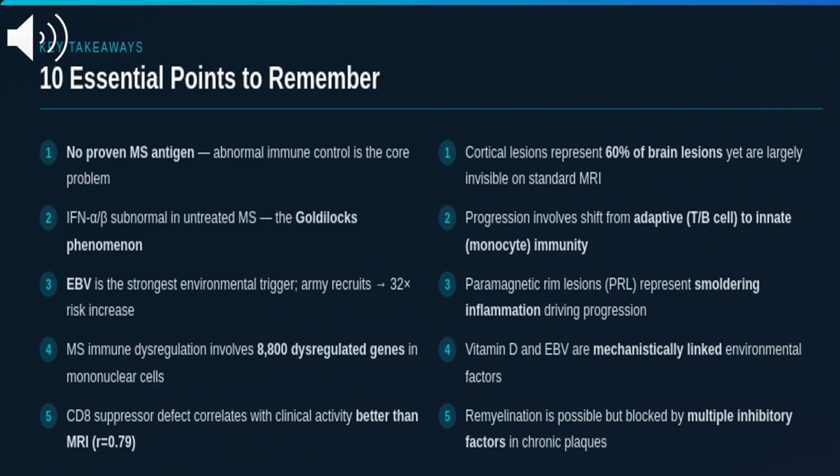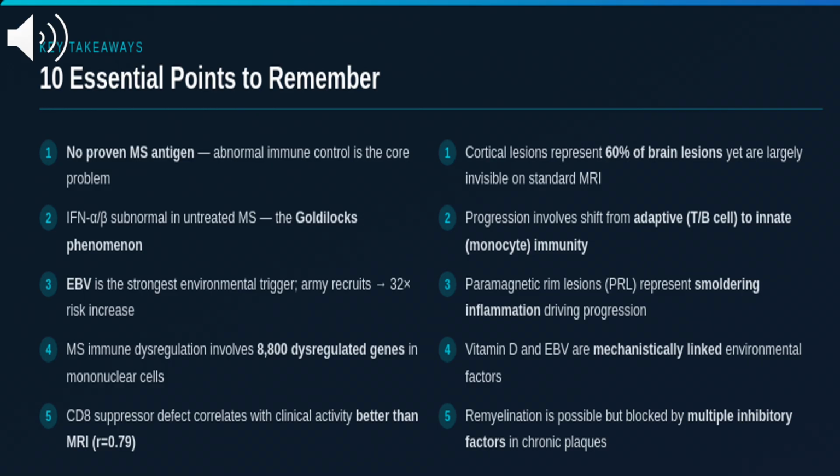goes far beyond what genetic susceptibility variants alone would predict. Fifth, the CD8 suppressor defect is the best immunological correlate of clinical activity in MS, with a correlation of R equals 0.79 versus R equals 0.25 for MRI lesions. Sixth, cortical lesions comprise 60% of brain lesions but are largely MRI invisible, making clinical disability MRI correlations unreliable and arguing for more sensitive monitoring approaches.